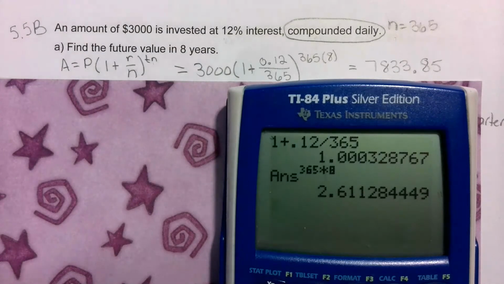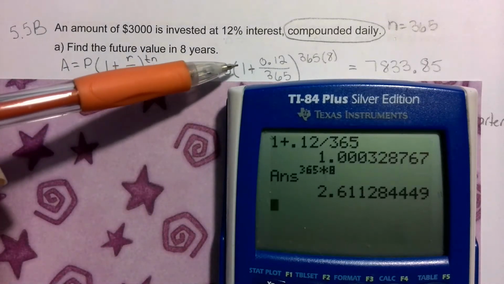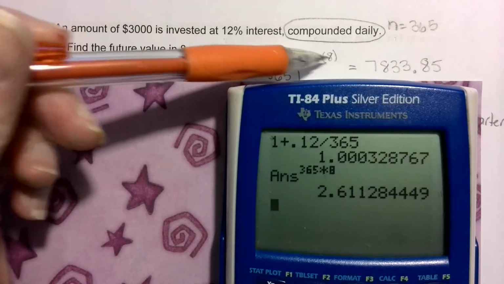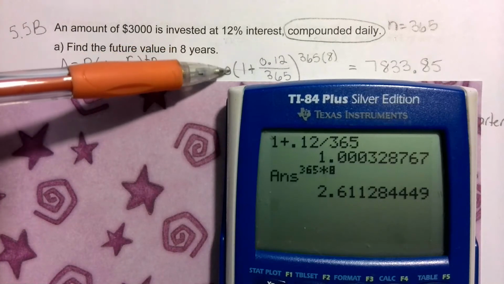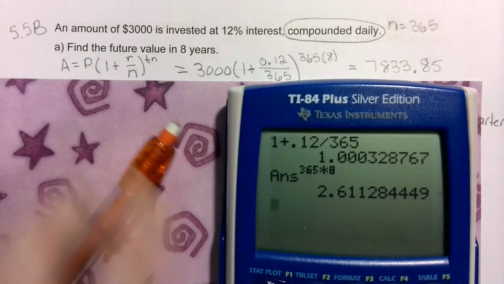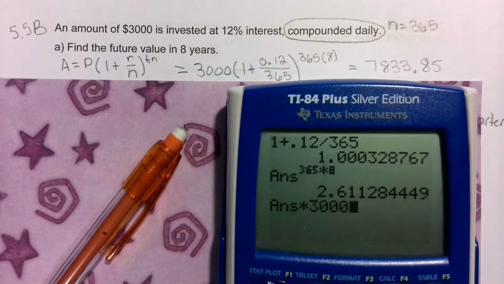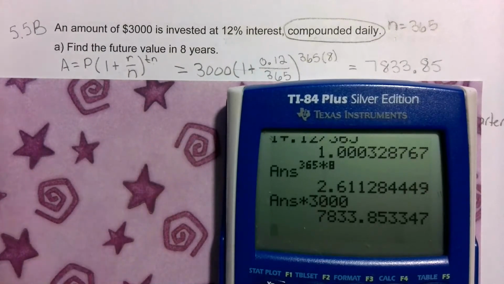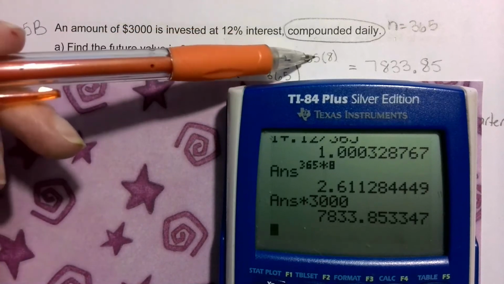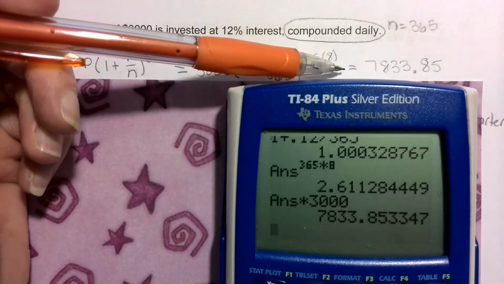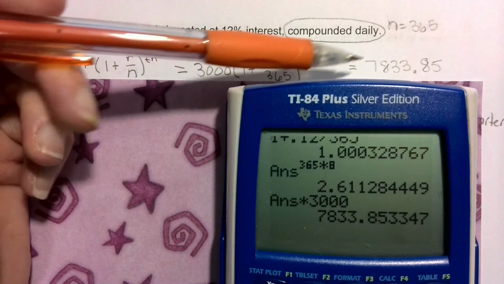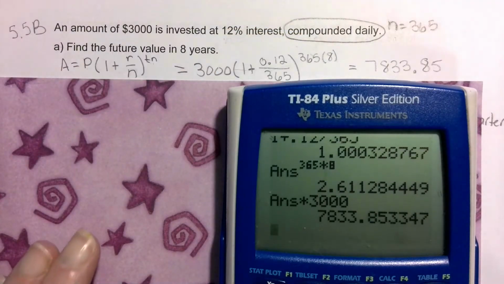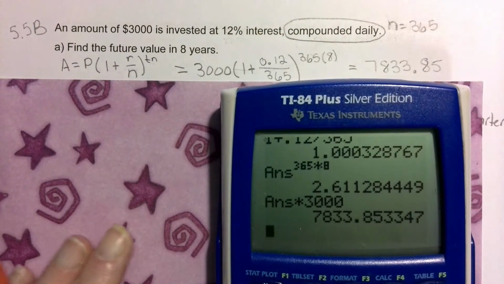Now that 2.6 is this part. So now we have to multiply that times our 3,000. Which gives us $7,835.85. So that's if it's compounded daily. That's how much we'll end up with in 8 years.